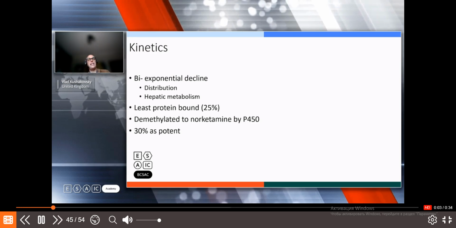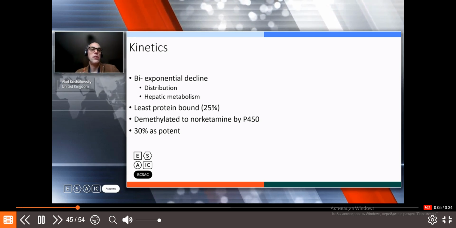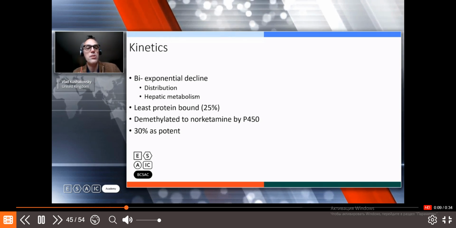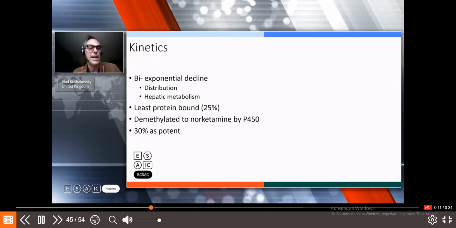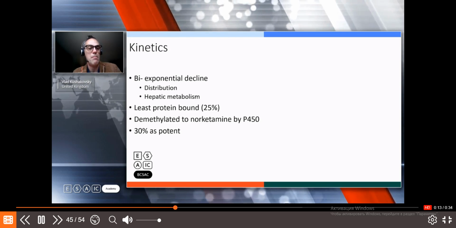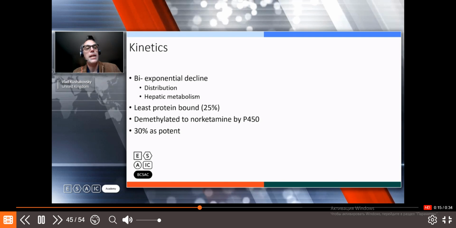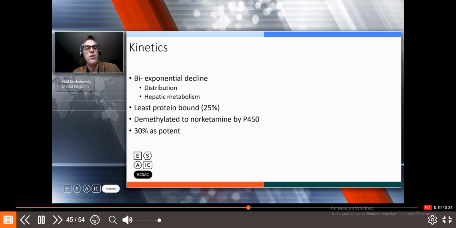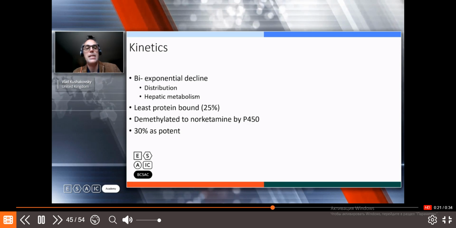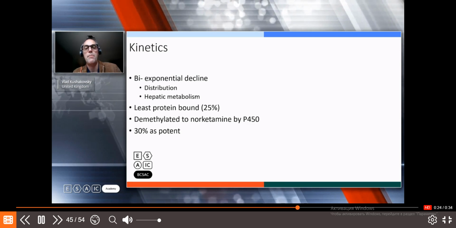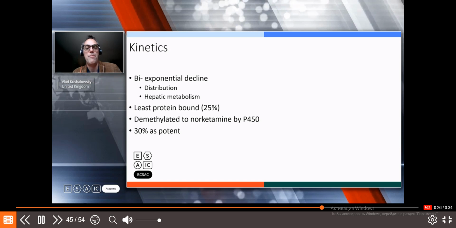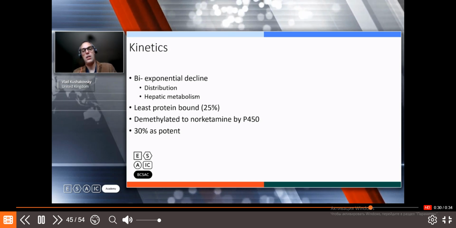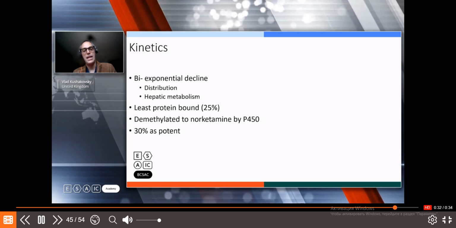Pharmacokinetics: it is subject to biexponential decline. The first part is due to distribution, and the second is due to hepatic metabolism. It is the least protein bound of the intravenous agents, at about 25%, and it is demethylated to norketamine by P450. Interestingly, the norketamine is about 30% as potent.